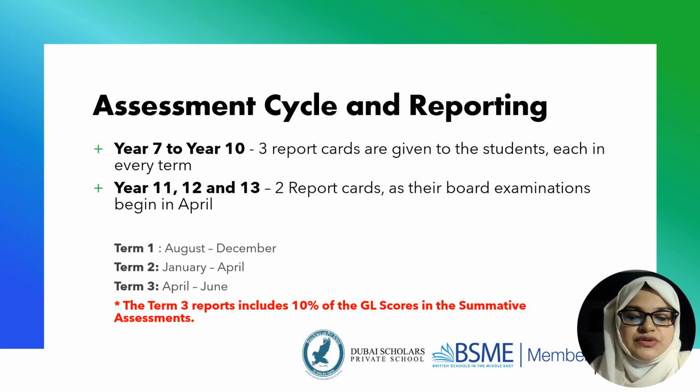For years 7 to 10, the assessment cycle is divided into three terms. Term 1, which starts in August and ends in December. Term 2, which starts in January and ends in April. Term 3, which begins in April and finishes in June.